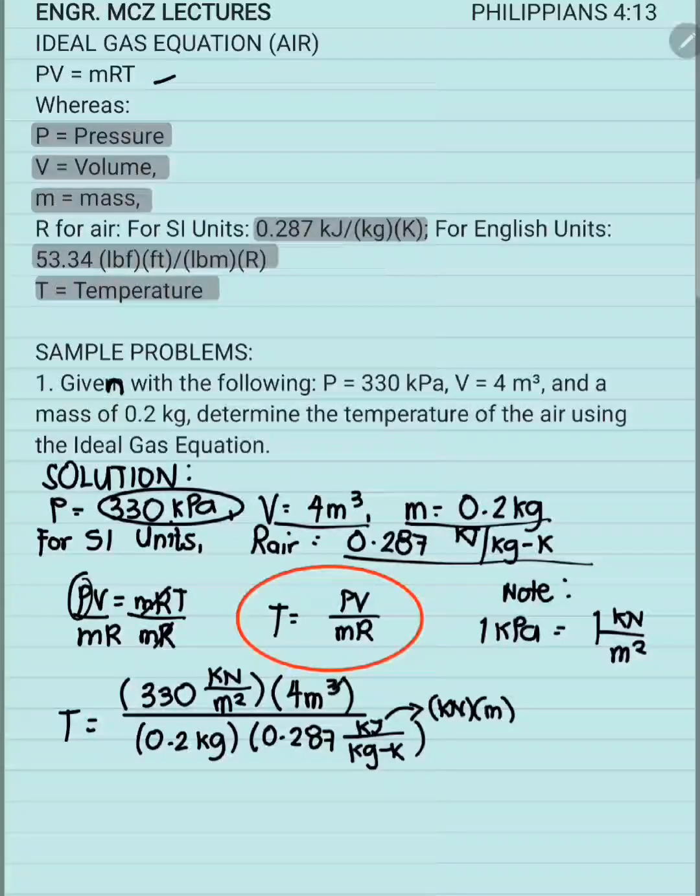We can cancel cubic meters; we are left with meter. We can also cancel meters here. We can also cancel kilonewton and also kilogram. This kilojoule will be cancelled since this is equal to kilonewton multiplied by meter. We are left with the unit of Kelvin. By inputting this in the calculator, we will have an answer of 51 Kelvin. That is our final answer for problem number 1.